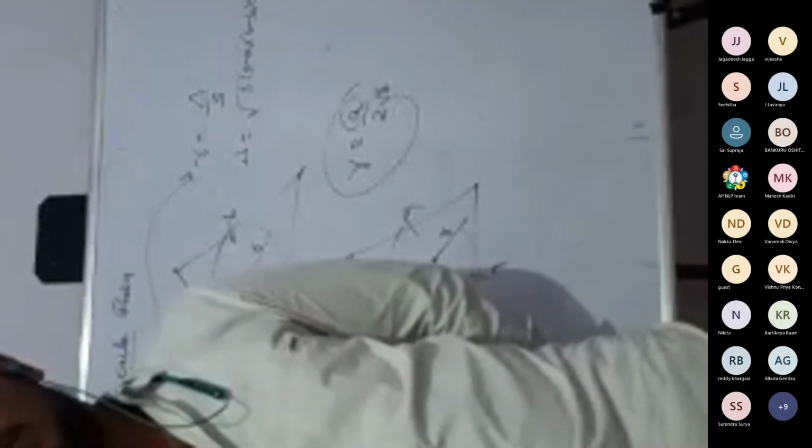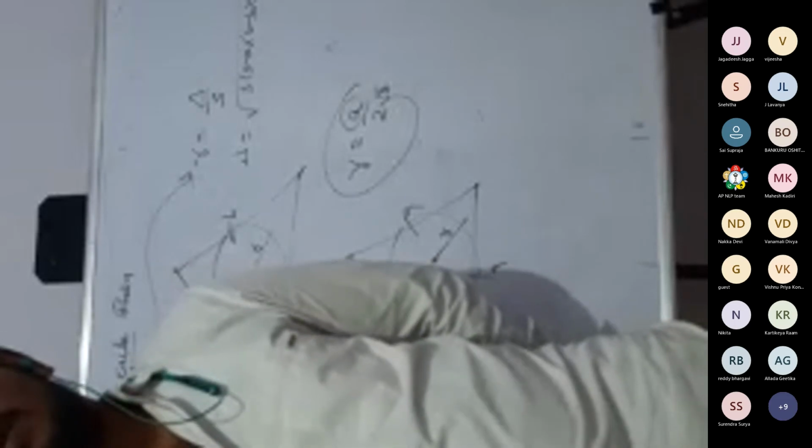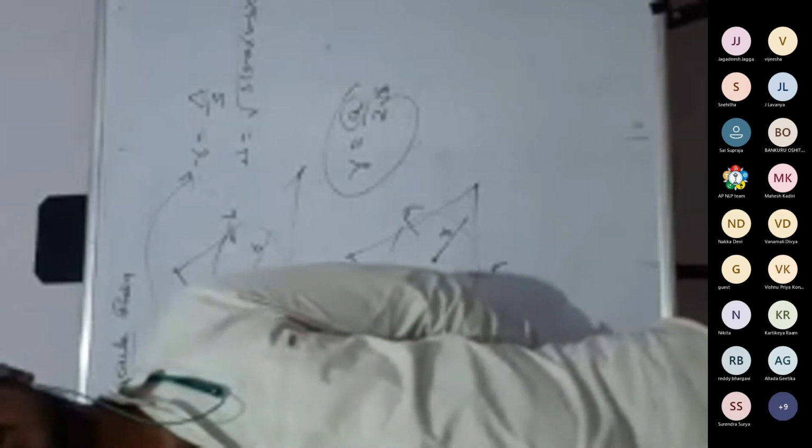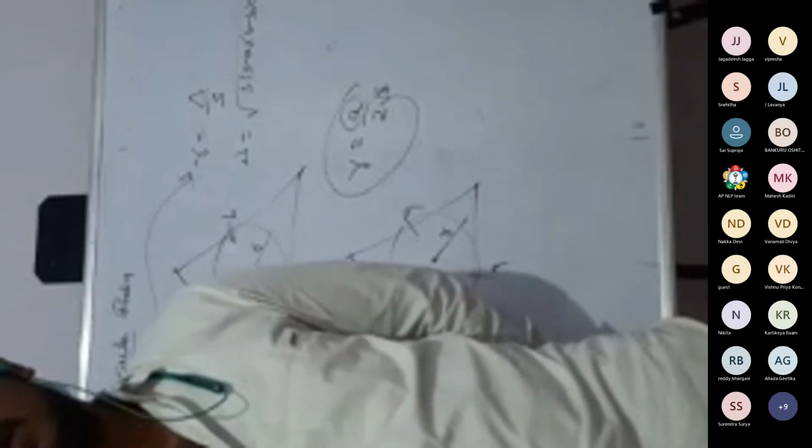Perimeter is 3a. Area of a scalene triangle is root over s into s minus a into s minus b into s minus c, from Heron's formula, that is delta, and the perimeter is a plus b plus c. Area of an isosceles triangle is b by 4 into root over 4a square minus b square, perimeter 2a plus b.